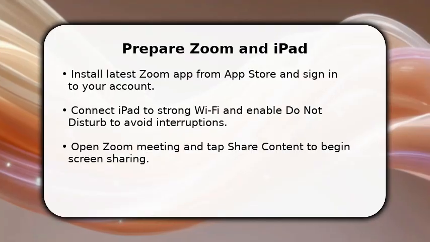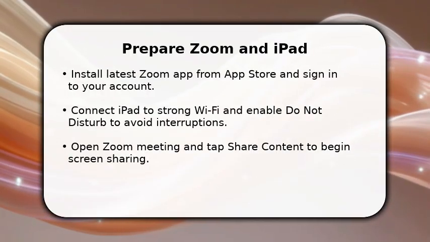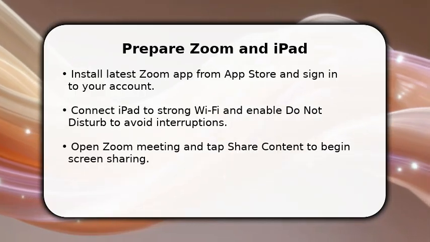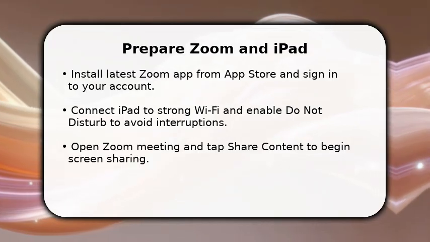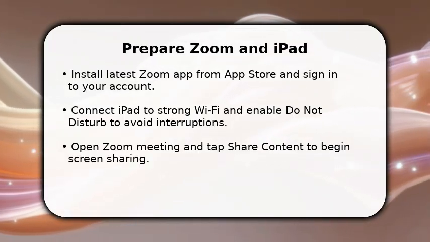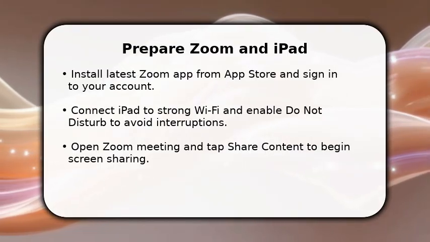You start by getting Zoom ready and minimizing interruptions. Open the Zoom app and join the meeting. Make sure you're signed in. Once done, connect to a reliable Wi-Fi network and enable Do Not Disturb so alerts won't interrupt sharing.